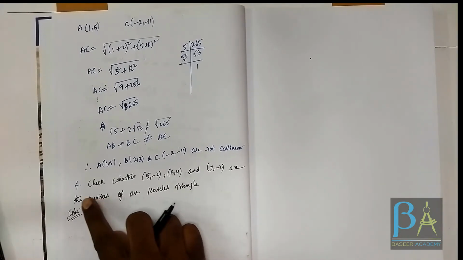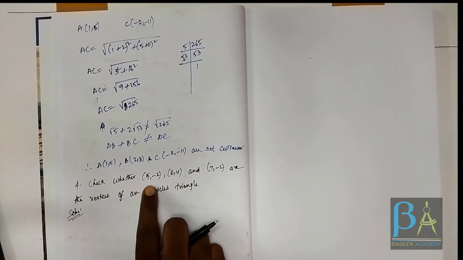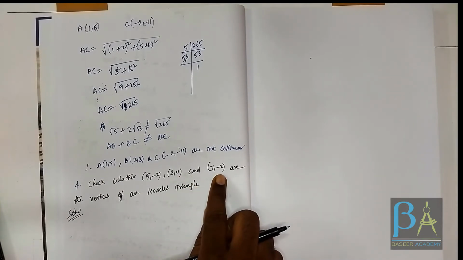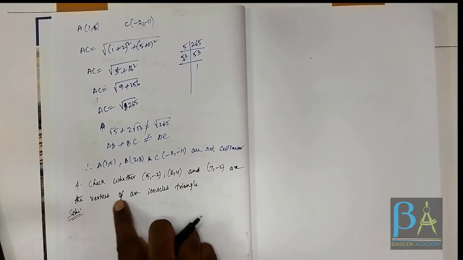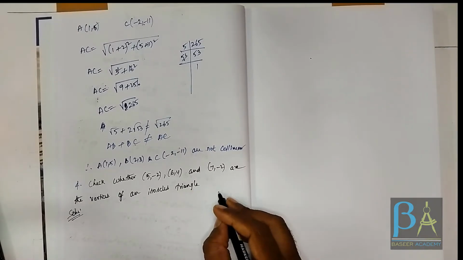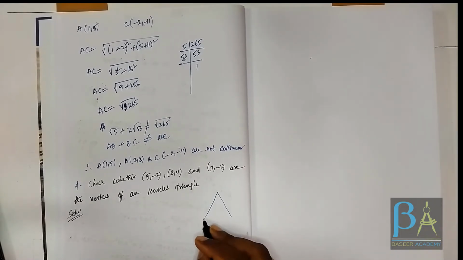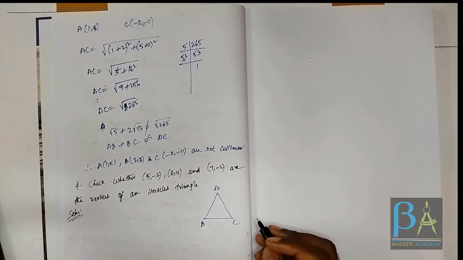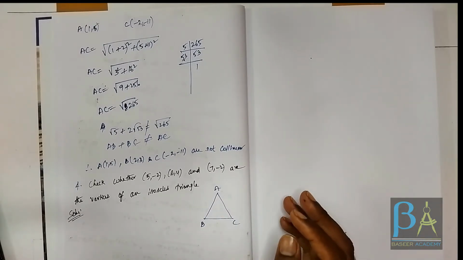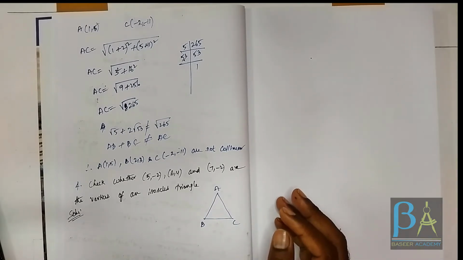Okay, now question number 4 says, check whether (5, -2), (6, 4), and (7, -2) are the vertices of an isosceles triangle. Now, what is an isosceles triangle? An isosceles triangle is a triangle in which 2 of the sides are equal, right? If 2 of the sides are equal in a triangle, you call such a triangle an isosceles triangle.